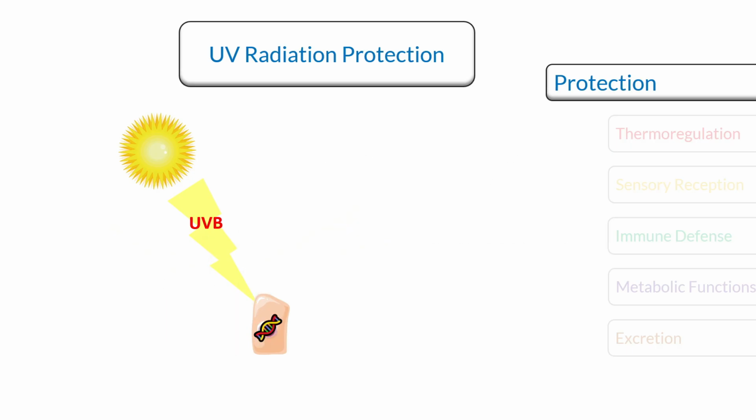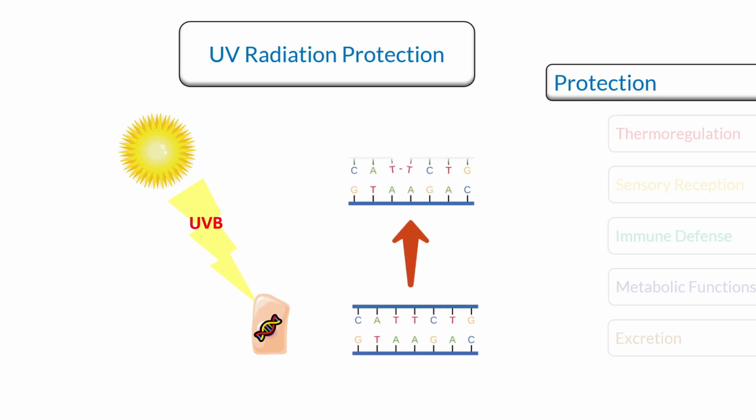This protection is particularly important because UVB can cause thymine dimers. These are abnormal bonds between adjacent thymine bases in DNA, and they are one of the earliest mutagenic changes that can lead to skin cancers.